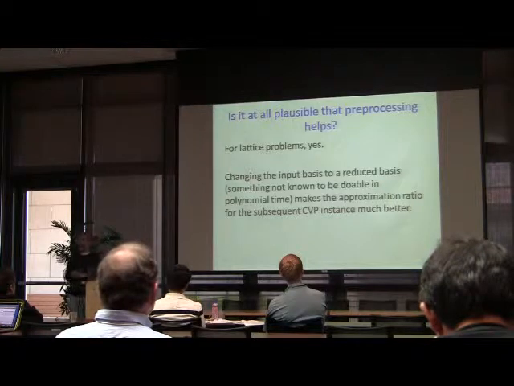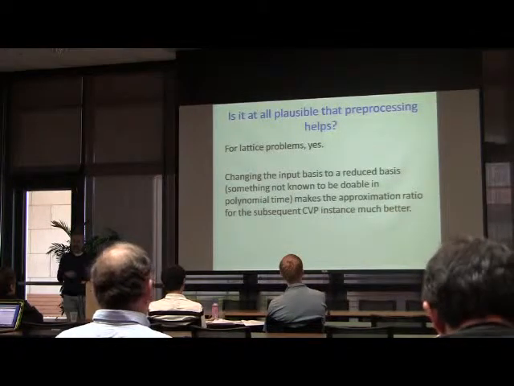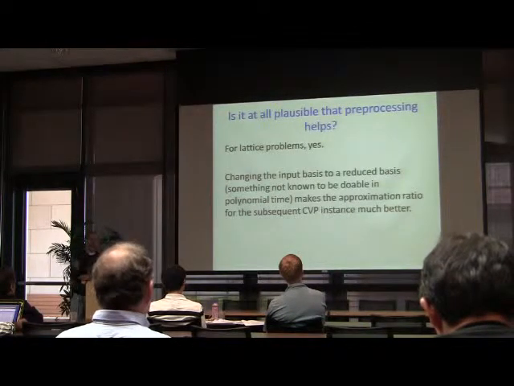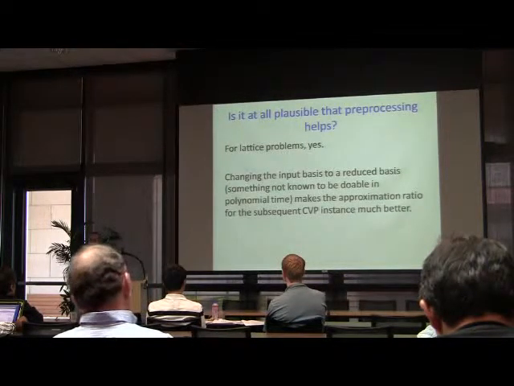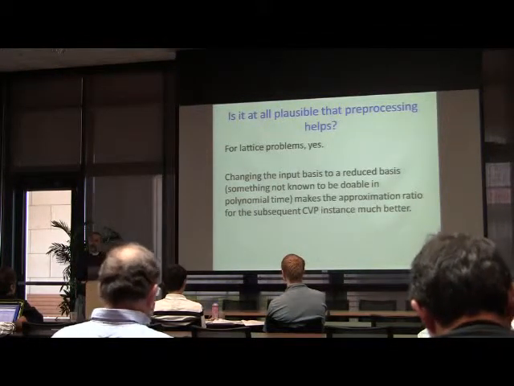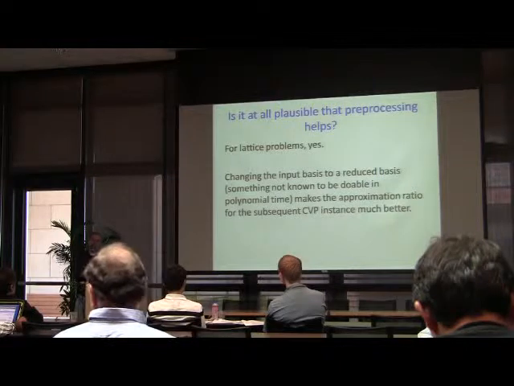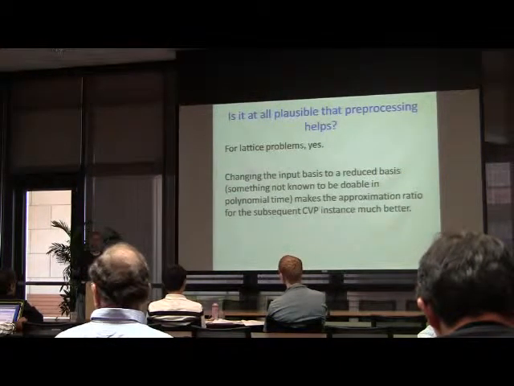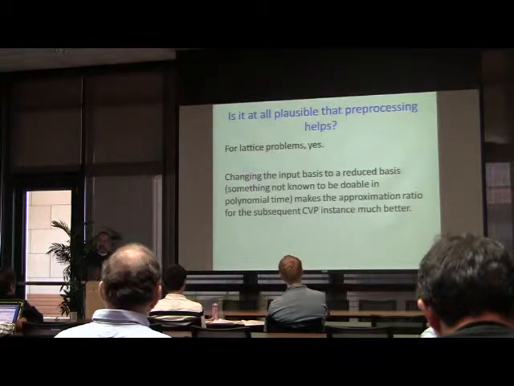So is it plausible that preprocessing helps at all? And for lattice problems, the answer is certainly yes. So that was the main motivation for doing these things. It is known that if you change the input basis of a lattice to a so-called reduced basis, the approximation ratios for problems like the closest vector problem improve dramatically. But people don't know how to do this change of basis in polynomial time. But if you have preprocessing, you can do it in exponential time and then have a much better approximation ratio on closest vector problem instances. So preprocessing can help in these contexts.